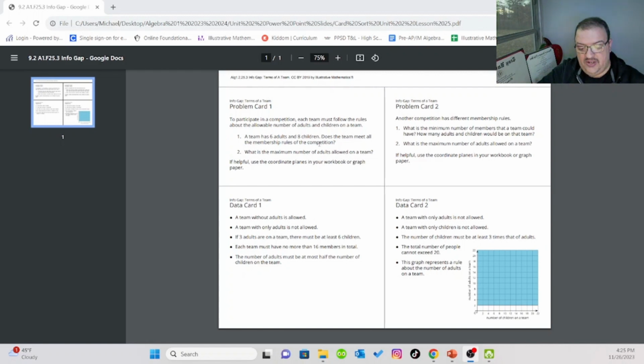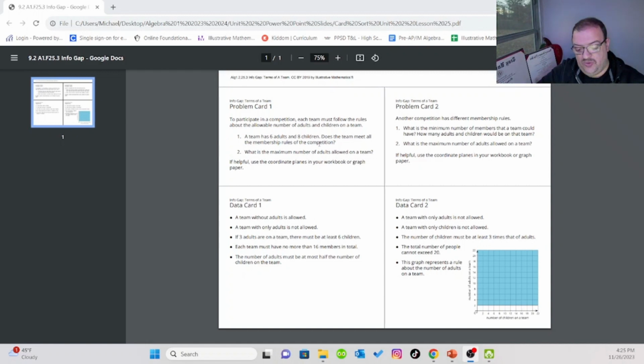If 3 adults are on a team, there must be at least 6 children. And we have 8, so we're still good. Number 4, each team must have no more than 16 members in total. 6 plus 8 is 14. Therefore, we do not have more than 16 members, so we're still good to this point.